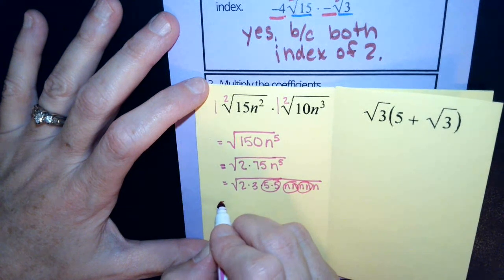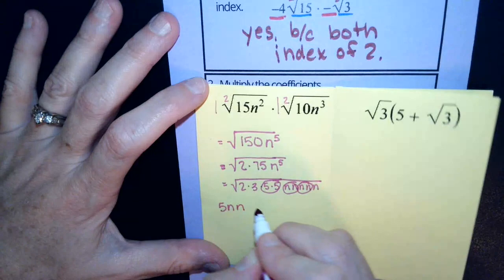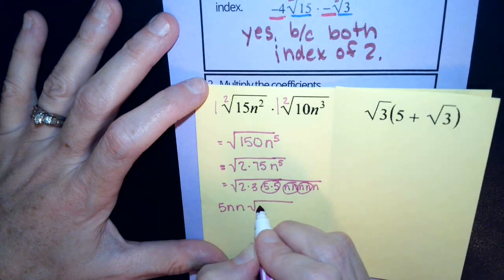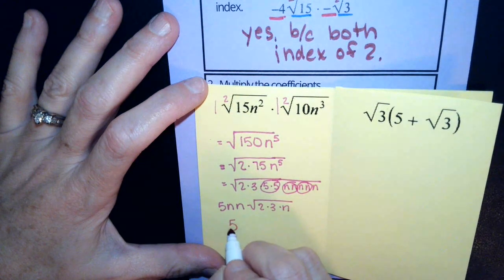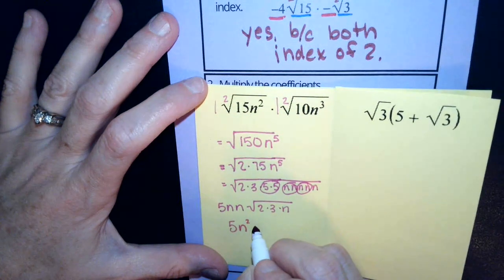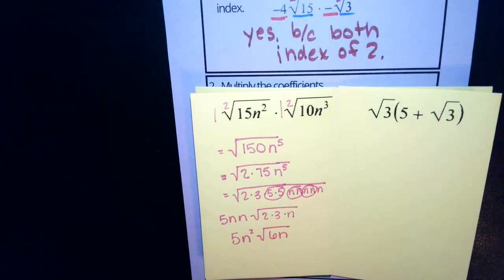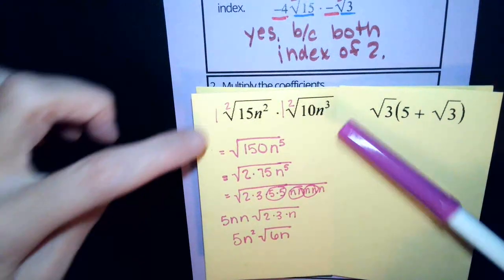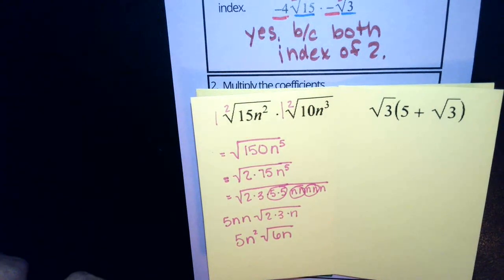So I'm going to bring a 5 out, an n out, another n out, and then underneath the radical, I have 2 times 3 times n. So this is going to be 5n squared on the outside, and then 6n underneath the radical symbol. And that's it. So it looks intimidating, but you just do it in pieces and it's not so bad.